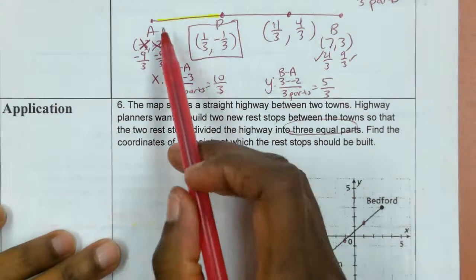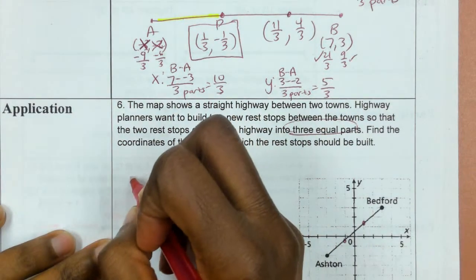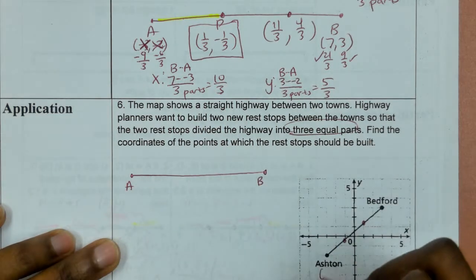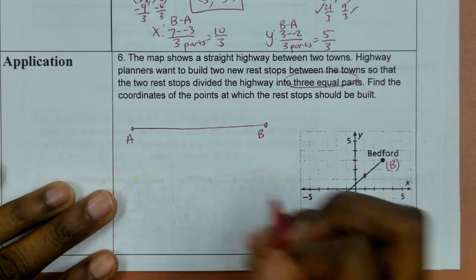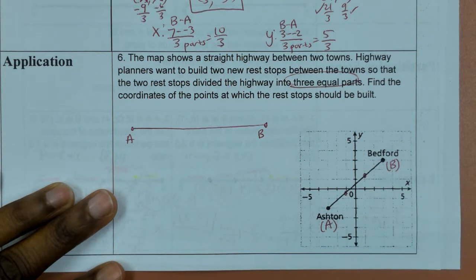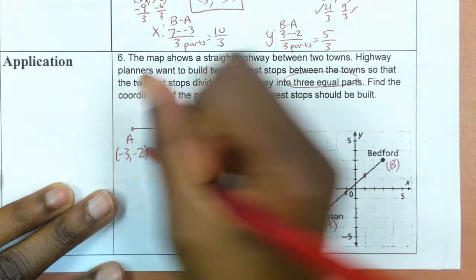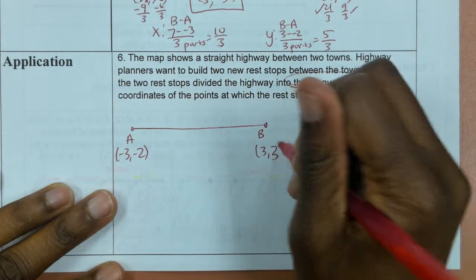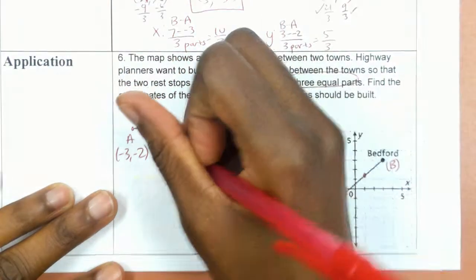So we're still going to set it up the way that we did, even though this one's a diagonal line. We can still draw it horizontally and solve. So we'll call Ashton A and Bedford B, and we're going to identify the coordinates. Ashton's at -3, -2. Bedford's at 3, 3. And we want to divide this into 3 parts.